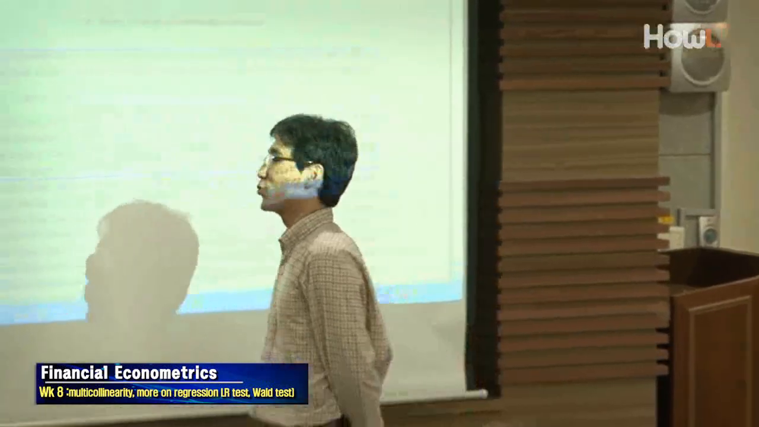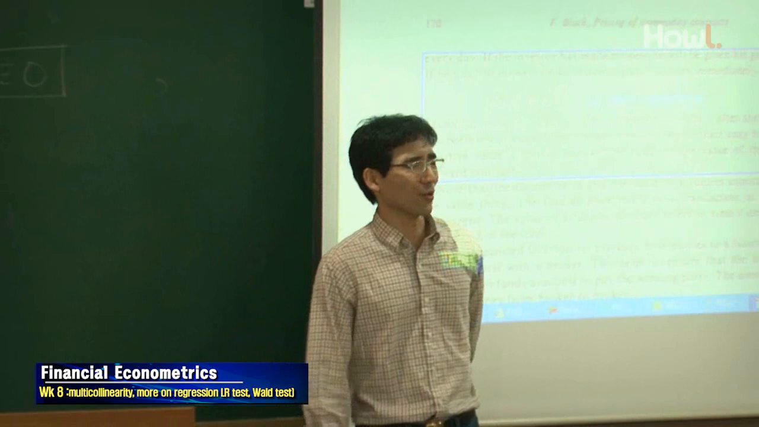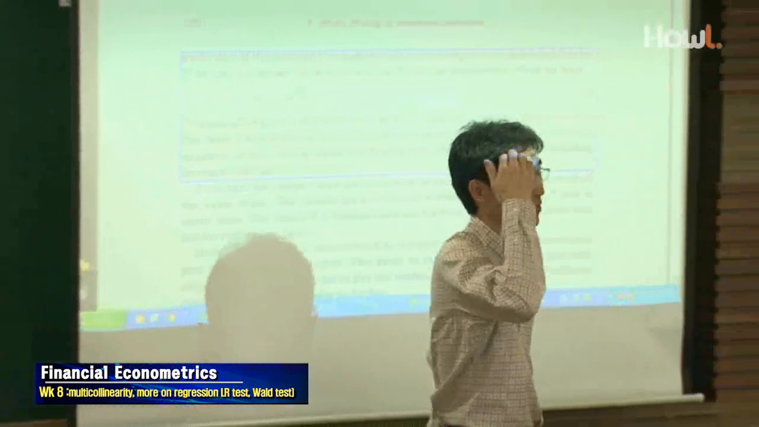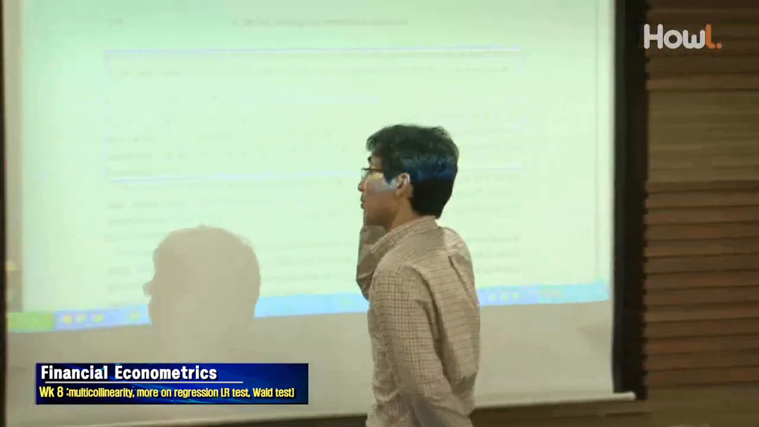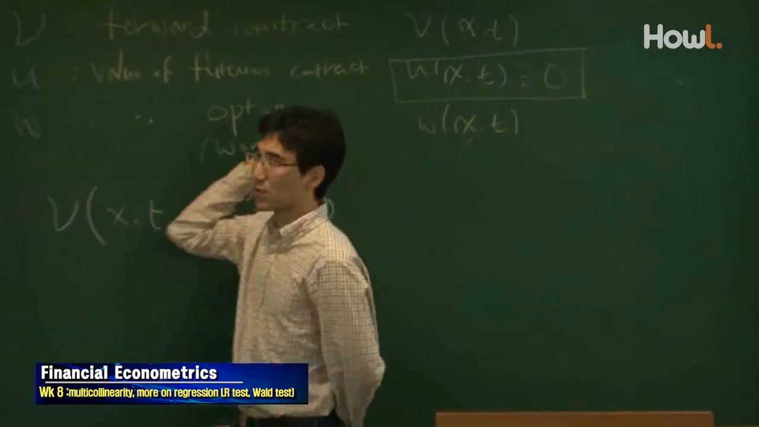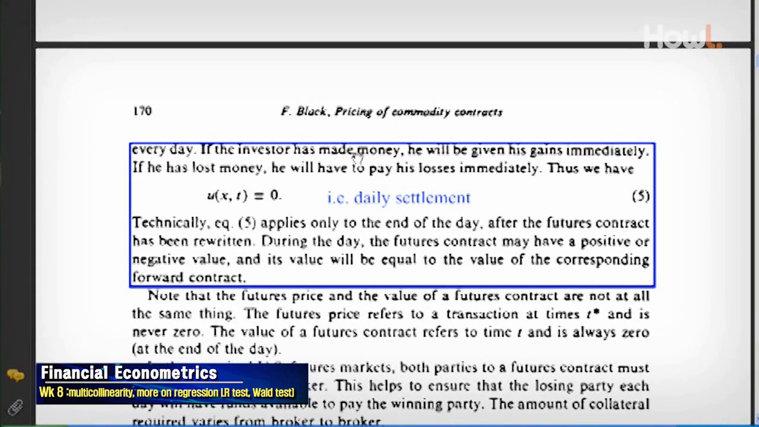With a forward contract, you have to wait until the maturity to receive cash or to pay cash. But with a futures contract, you have to calculate profit and loss daily, and you have to pay each other. That's the big difference. Because of daily settlement, the value of the futures contract should be 0. So one problem is solved. If the investor has made money, he will receive his gains immediately. And if he has lost money, he will have to pay his losses immediately. Thus, we have U(X,t) identically equal to 0 because of daily settlement.